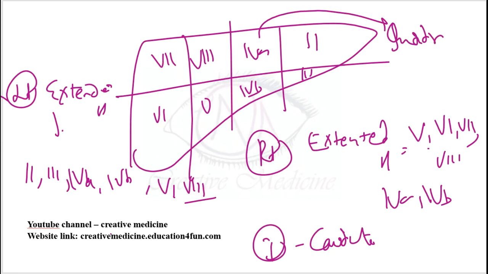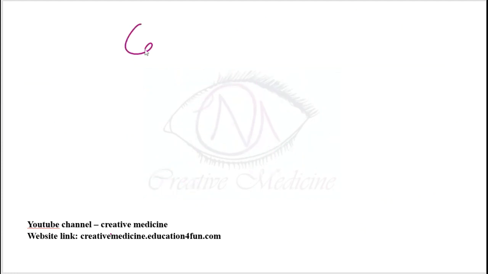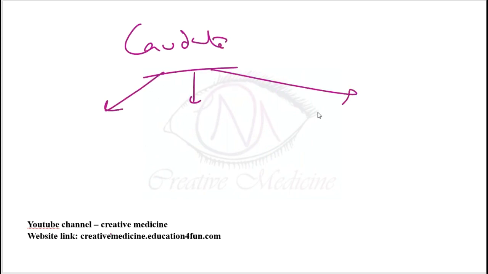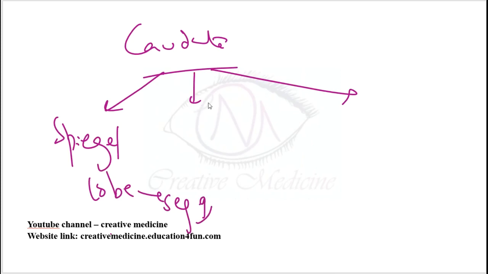Then if you see some important points about the caudate lobe or segment 1, the caudate lobe has 3 parts. One, we have Spiegel's lobe, which is actually segment 1. Then we have the paracaval portion, which is segment 9.